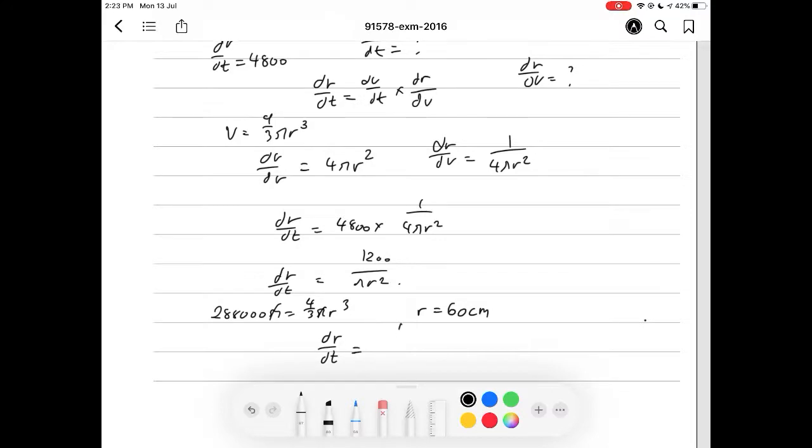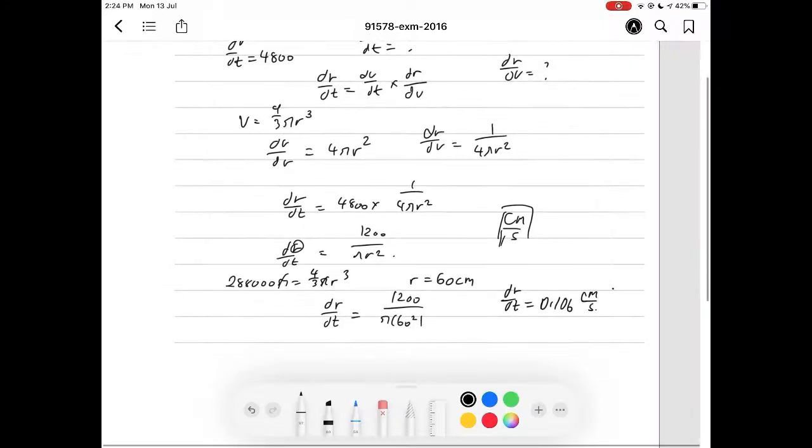So dr over dt equals 1,200 divided by pi times 60 squared. So we should get that our dr over dt equals 0.106, and we cannot forget the unit. In this case, our radius is measured in centimeters, and our time is in seconds. So our unit would just be centimeters per second.